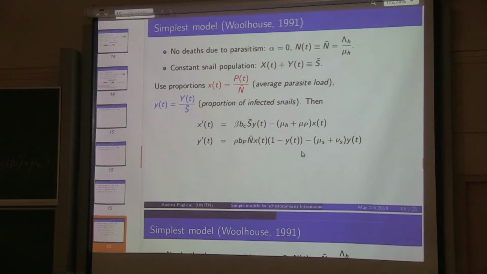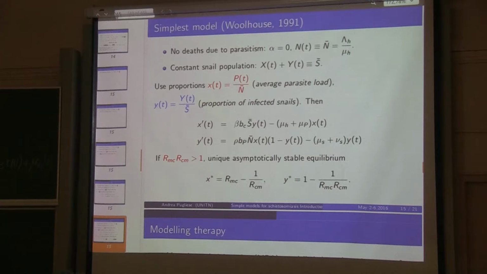So the system under these assumptions becomes extremely simple, and what I said before about the endemic equilibrium, you can compute it explicitly. So from this number that we discussed before, the mean parasite load at equilibrium is simply the quantity RMC minus 1 over RCM. And if the product is larger than 1, then parasite load is positive as we want. And the density of infected snails is simply 1 minus 1 over the product of the two, so 1 minus 1 over R0.